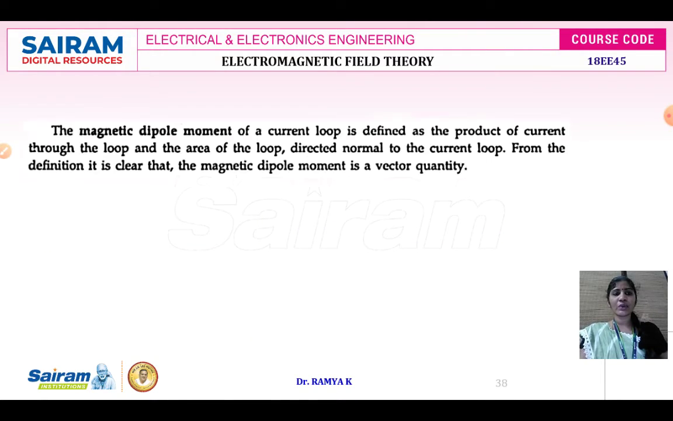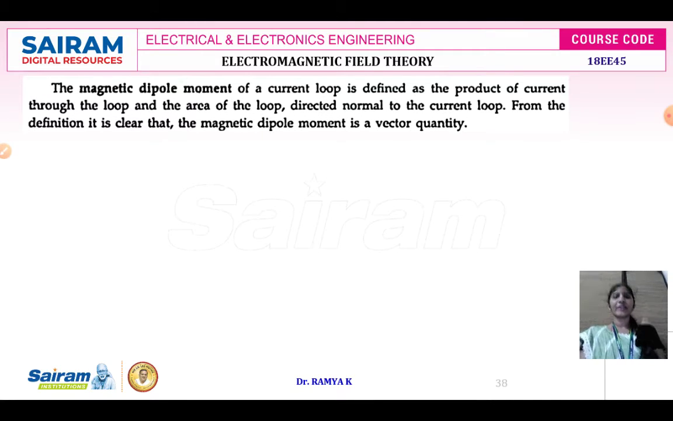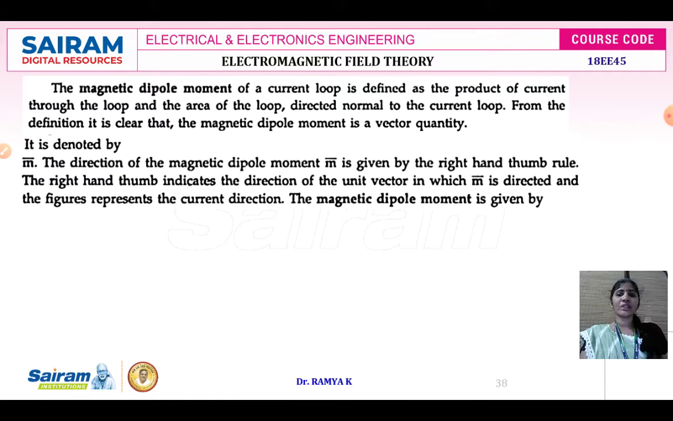Now we'll see the problems under magnetic dipole. Before that, we'll have some key points. The magnetic dipole is a current loop, and it is defined as the product of the current through the loop and the area of the loop, directed normal to the current loop.